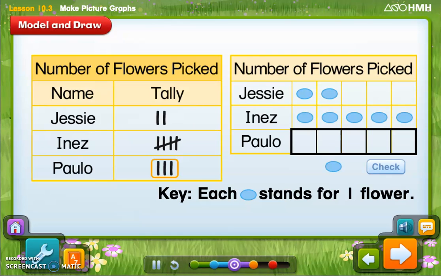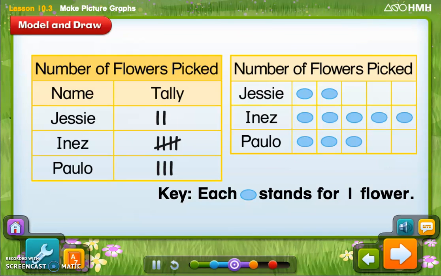Now, count the number of tally marks for Paulo. Then, place the correct number of ovals in the picture graph. Okay, so on the tally chart, it shows that Paulo has 1, 2, 3 tally marks next to his name. So that means that he picked 3 flowers. So on the picture graph next to Paulo's name, we're going to add 3 blue ovals. Good job! Paulo has 3 tally marks, so there are 3 ovals in his row on the picture graph.